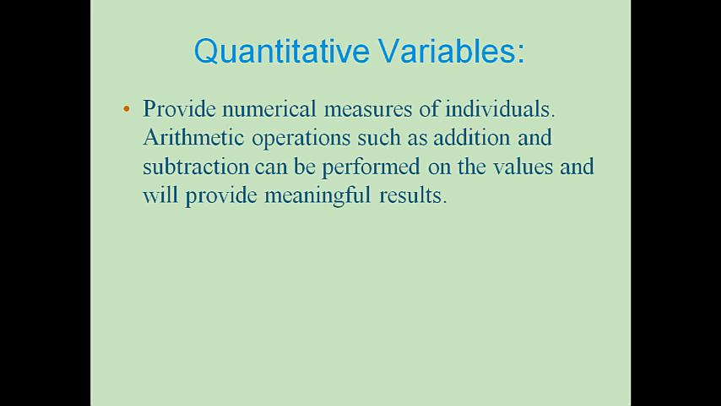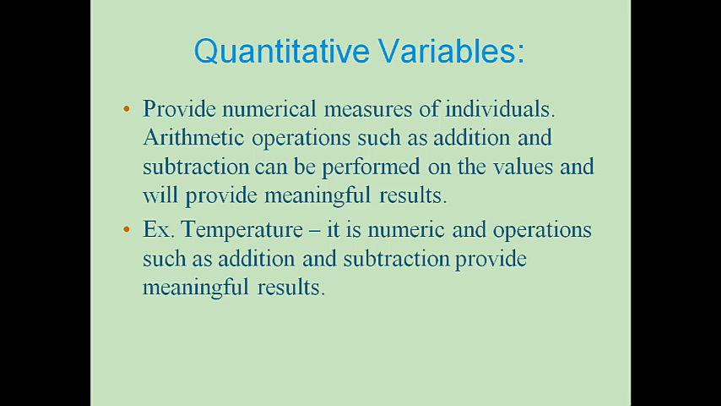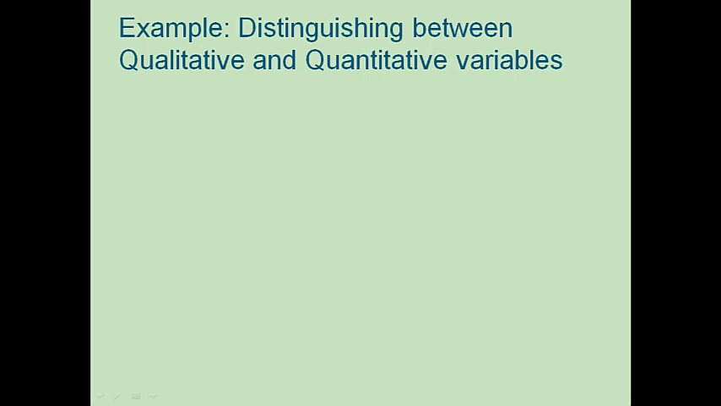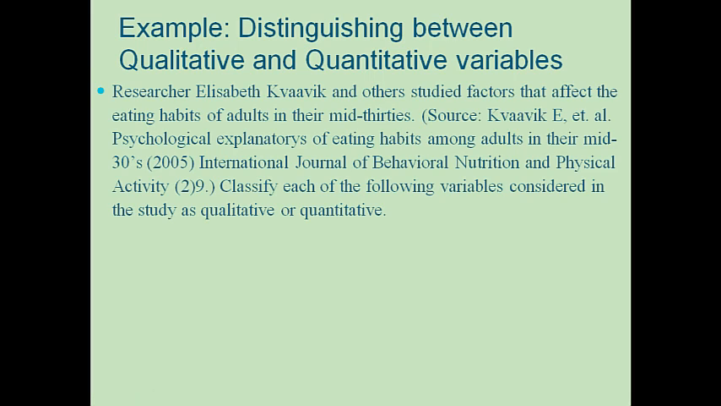Quantitative variables provide numerical measures of individuals. Arithmetic operations, such as addition and subtraction, can be performed on the values and will provide meaningful results. So an example would be temperature. It's numeric, and addition and subtraction make sense and provide meaningful results. So in this example, we want to distinguish between the two types of variables.